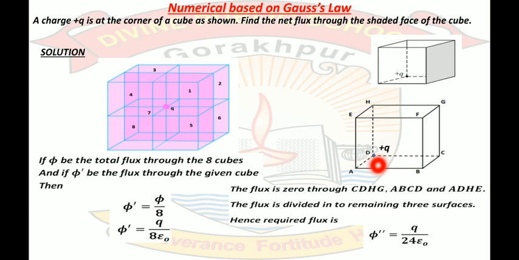I have made a different diagram so that you can understand. Suppose at D the charge is there, then for the face ADHE, the flux will be 0. The flux through ABCD will be 0. The flux through DCGH is 0 because they contain the charge. But the flux through ABFE, BFGC and EFGH, these 3 surfaces, will be divided equally. Total flux through the cube is q upon 8 epsilon naught. Through one face the flux will be 1 by 3 of that, and then the answer is q upon 24 epsilon naught.